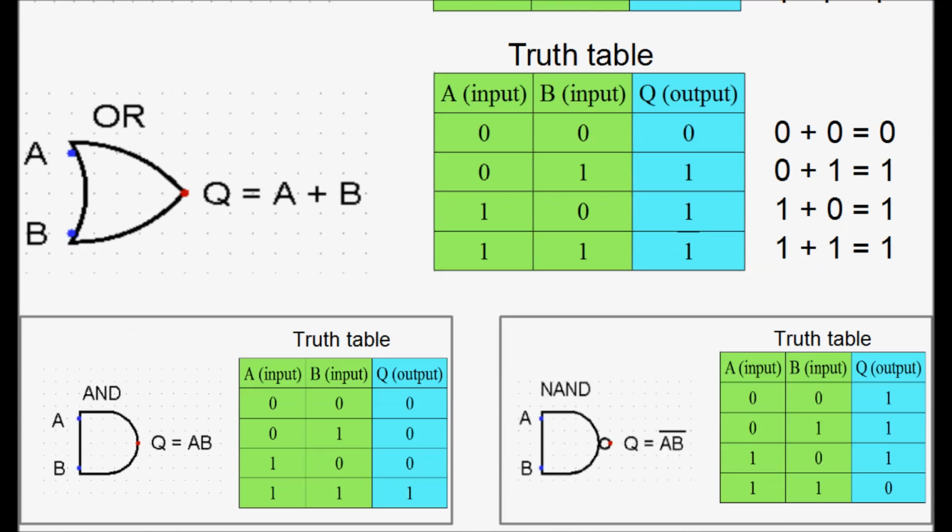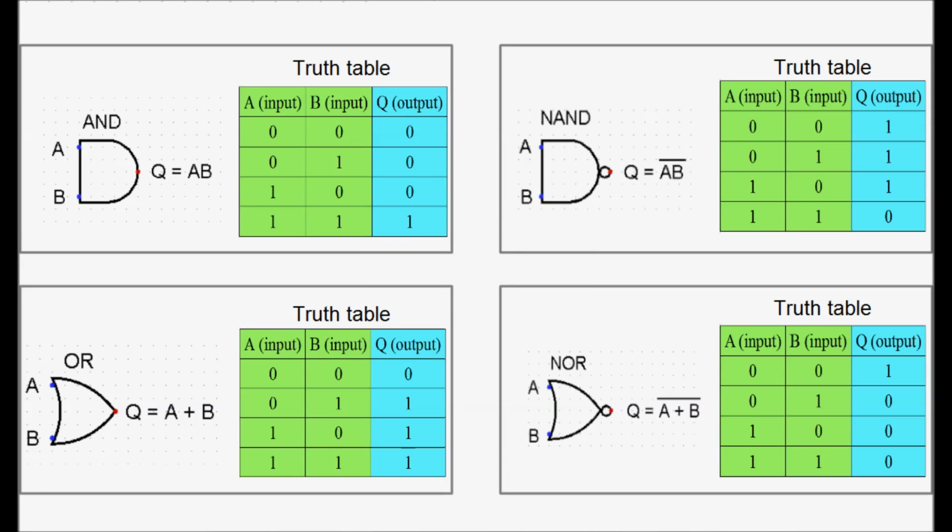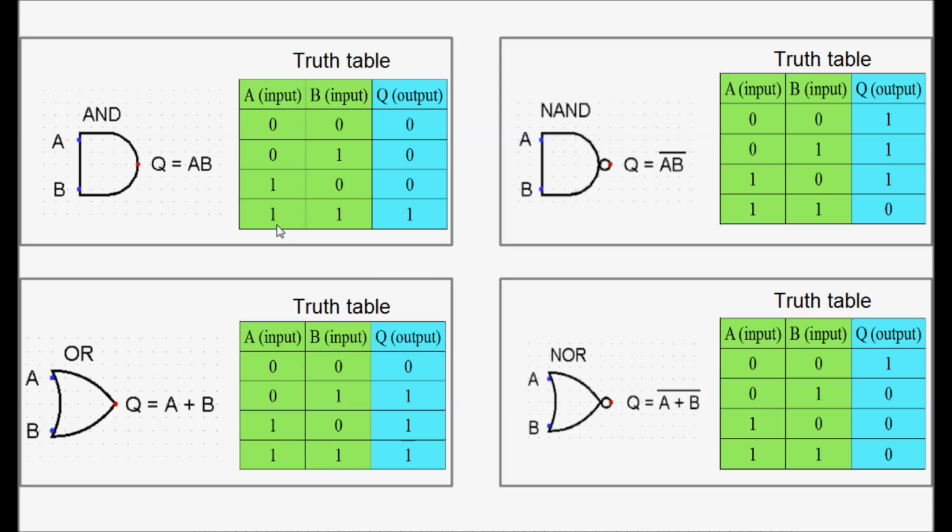Now how to remember the truth table for NAND and NOR gates. Here we have our truth tables for AND, OR, NAND and NOR gates. And if we look at the outputs of AND and NAND gate, we can see that for AND gate, at those places where we have zeros, we have ones for NAND gate, and where we have 1 for AND gate, we have 0 for NAND gate.